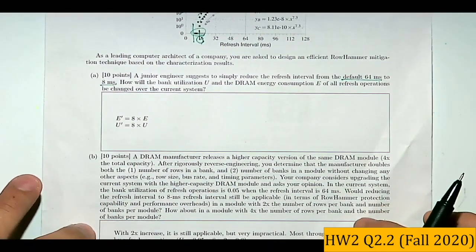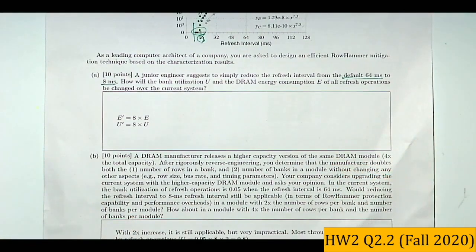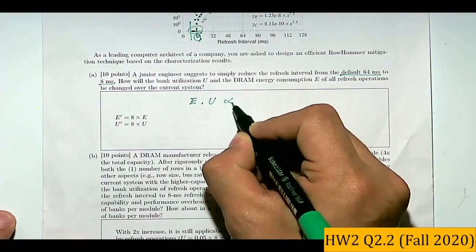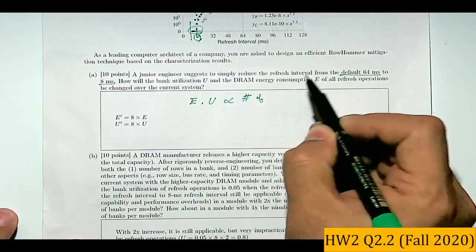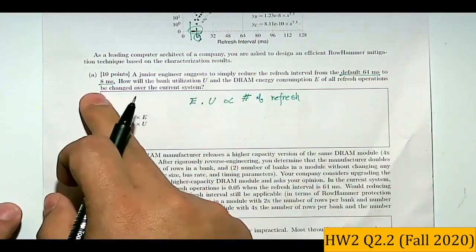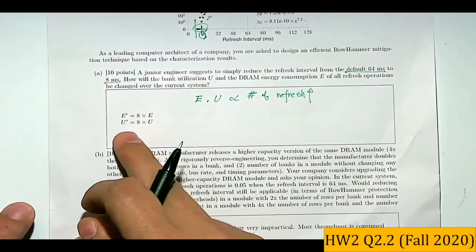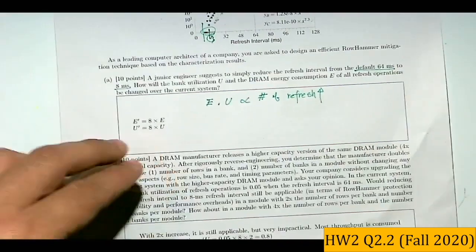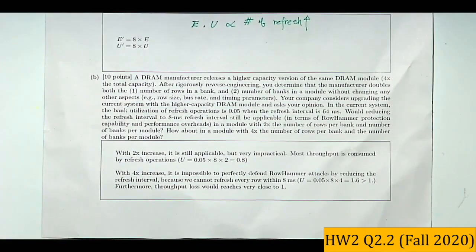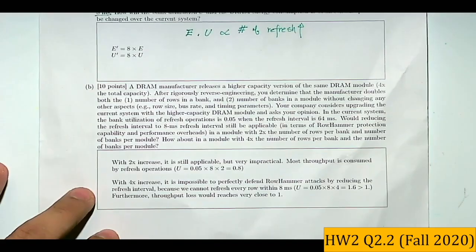And this is very straightforward: the bank utilization and the energy consumption will increase linearly along with the number of refresh requests we should perform in the same time interval. So E and U increase linearly with the number of refreshes. If we reduce the refresh interval, we increase this. So we can easily see that the energy consumption and the bank utilization should both increase 8 times. Make sense? And the next question is the feasibility of this approach.